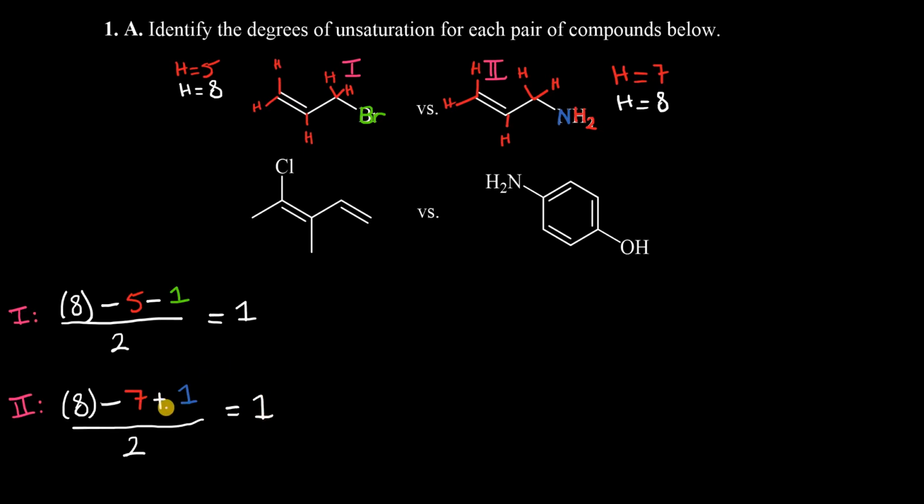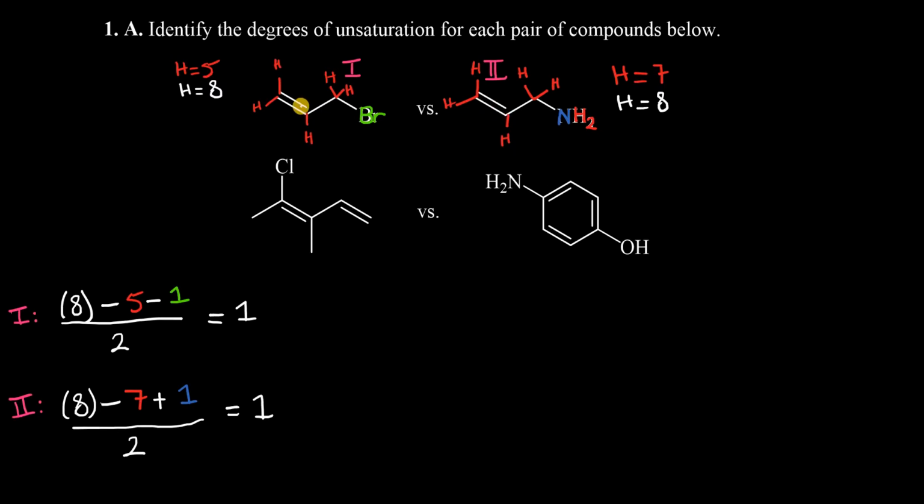So what happens if we forget to add or subtract 1? Let's see. If you take 8, you subtract 7, that gives you 1. So 1 divided by 2 is half. Of course, degrees of unsaturation are all integers. They're all whole numbers, including 0. So the numerator in this case needs to equal 2, because 2 divided by 2 gives us 1, and at face value, we don't have a ring, we just have 1 pi bond, so it makes sense that the degree of unsaturation is just 1.